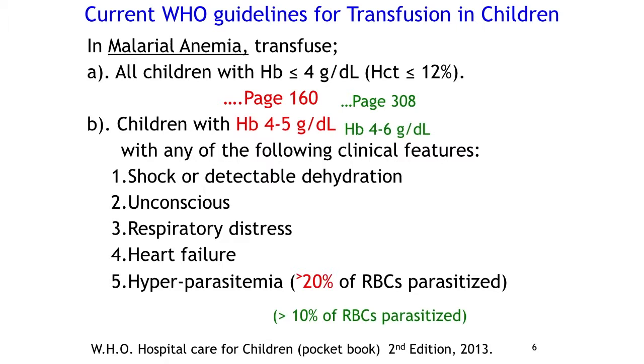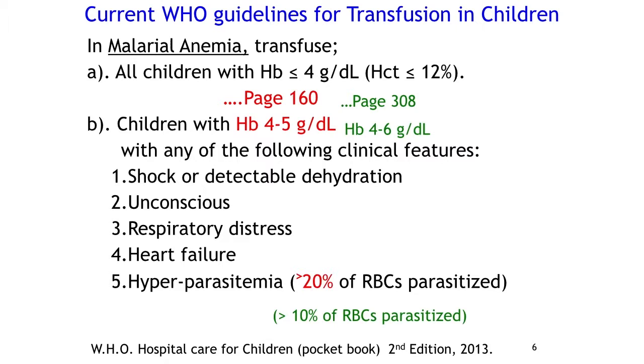On page 160, it stipulates when you should transfuse a child who is anemic with malaria. In the first category, they recommend that you should transfuse any child whose hemoglobin is below 4, regardless of the clinical indication. But this is more of a laboratory indication. And then the second category, which is a bit more pragmatic, is children whose HB is above 4.